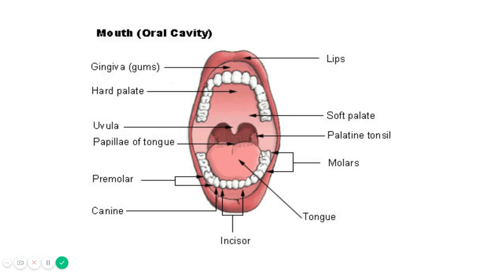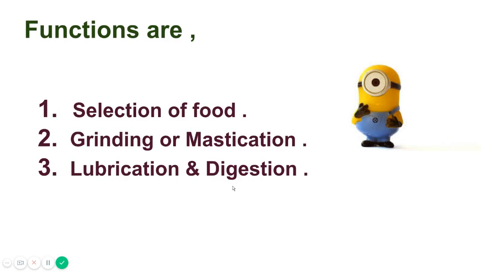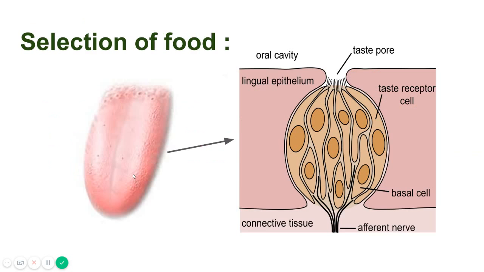This is the tongue and these are the teeth. The back teeth are molars, which help in grinding and mastication. Next to molars are premolars. These pointed teeth are canines and the front teeth are incisors. The functions of the buccal cavity are selection of food, grinding or mastication, lubrication and digestion. Now let's see the selection of food.